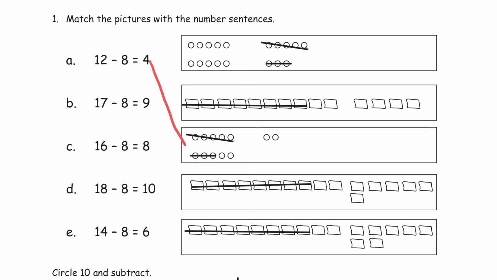You're going to go through the rest of these, on B, C, D, and E, and match them up to the picture that fits with it. So like on B, you're going to find one that has 17 with 8 crossed out. C, 16. You're going to find one over here with 16 with 8 crossed out, and so on. As soon as you've finished all, you're going to pause the video now, finish that up, and when you're done, press play again, and we're going to take a look at problems 2 and 3.